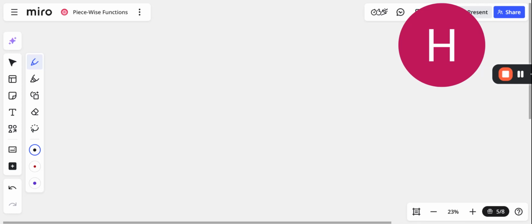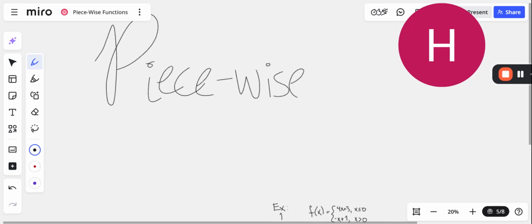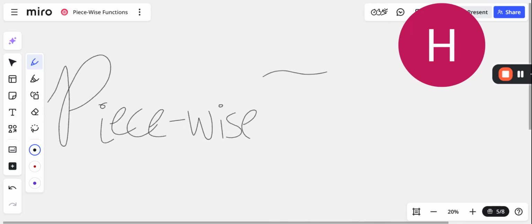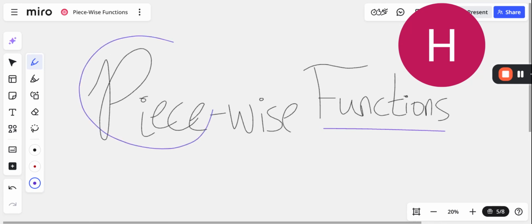And today, you might already notice it, the topic is piecewise functions. Piecewise functions are going to be a very important thing to understand when it comes to calculus, even pre-calculus. Now, what is a piecewise function? Of course, this is a function. And it's broken into pieces, which the name kind of suggests, right?